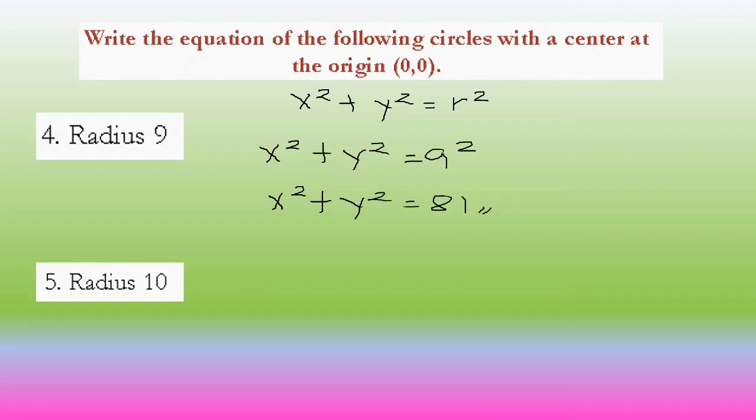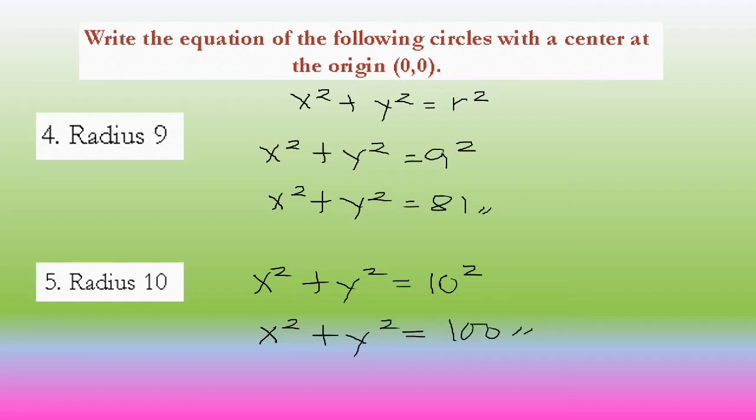And in our last example, we have x raised to 2 plus y raised to 2 is equal to 10 raised to 2. And by that, we have come up with the equation x raised to 2 plus y raised to 2 is equal to 100.